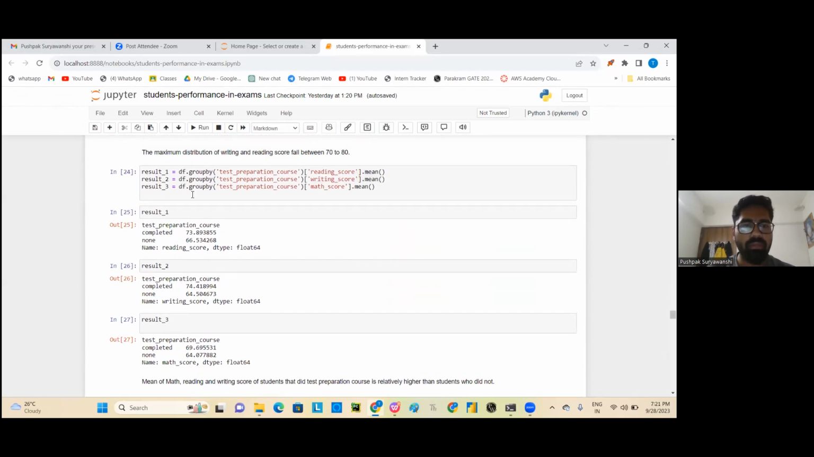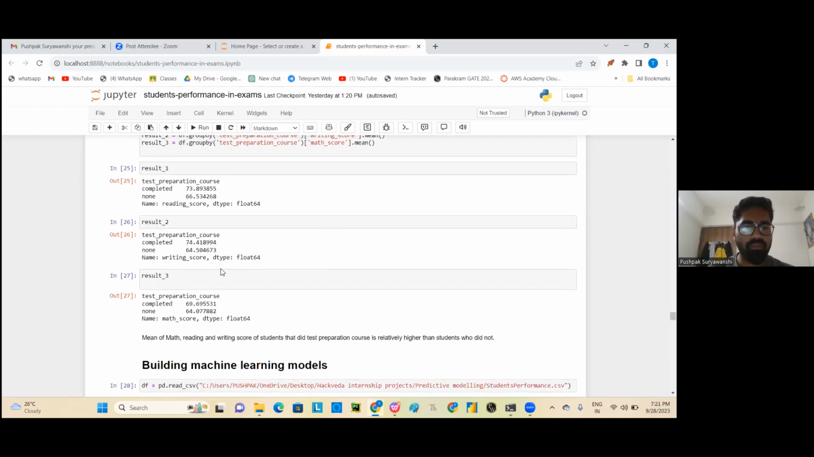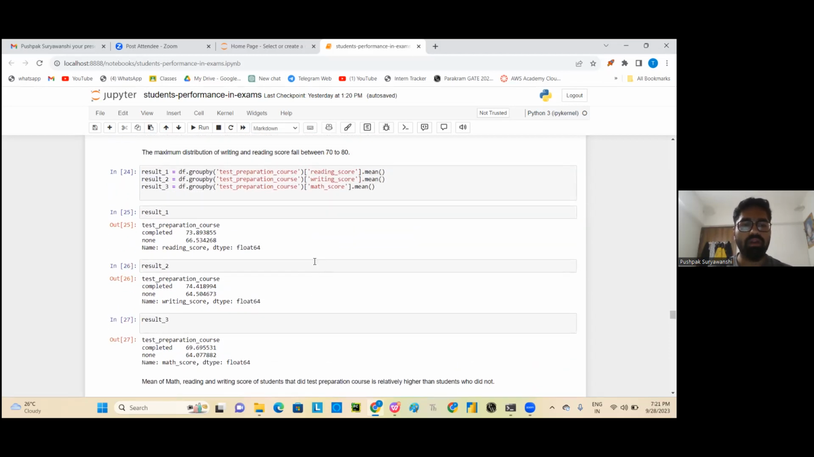So next we have calculated a group by on the test preparation course, to see how many students have completed the test preparation, and accordingly we have calculated the mean. From these three results, we can see that the mean of math, reading, and writing score of students that did not do any test preparation is relatively higher than students who did. So it indicates that by doing the test preparation, the students are scoring more marks.